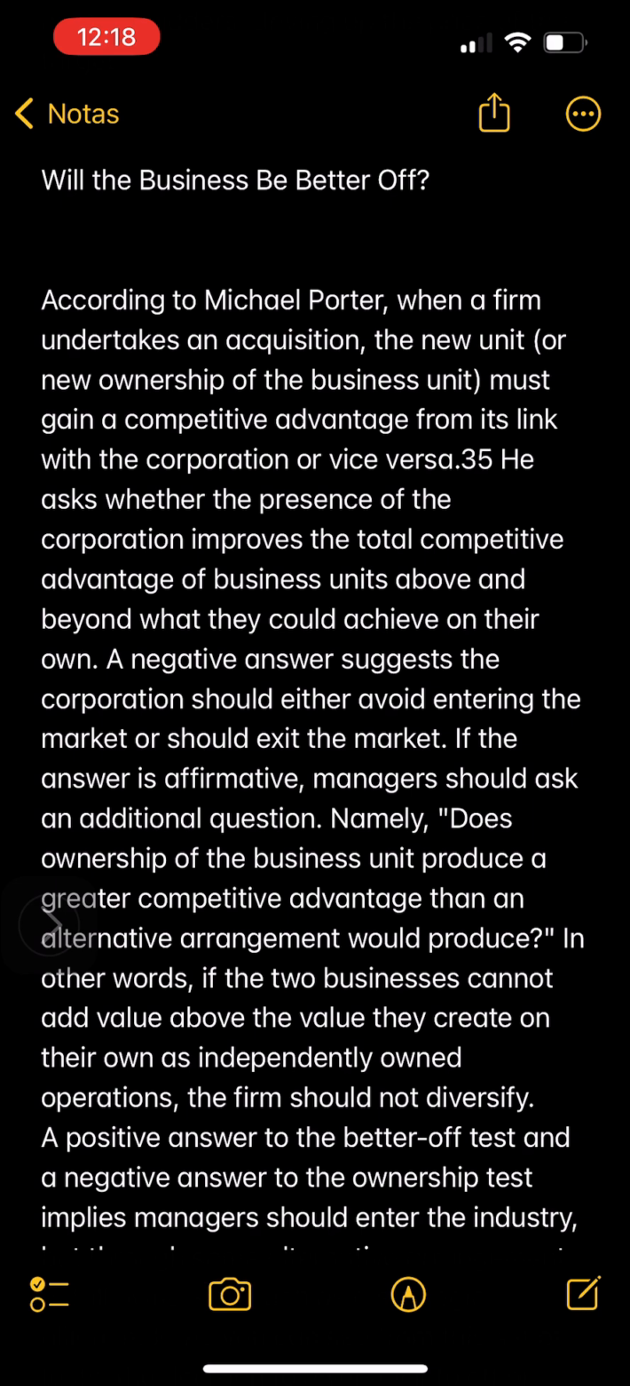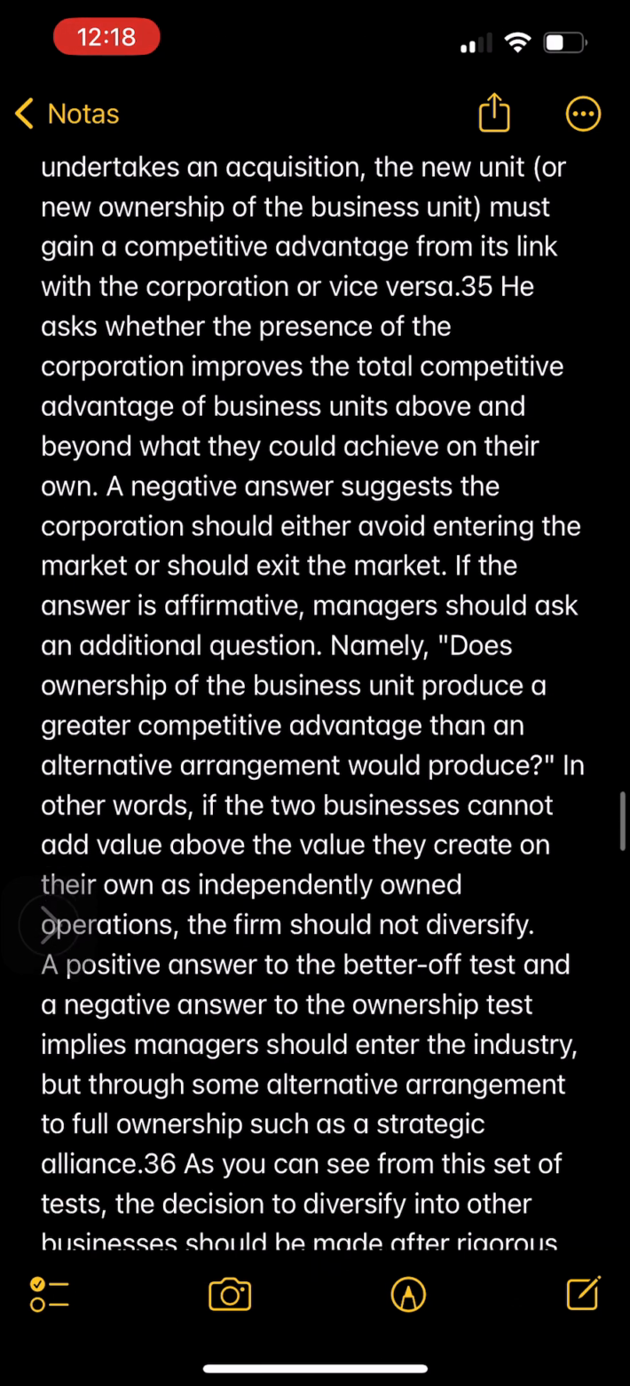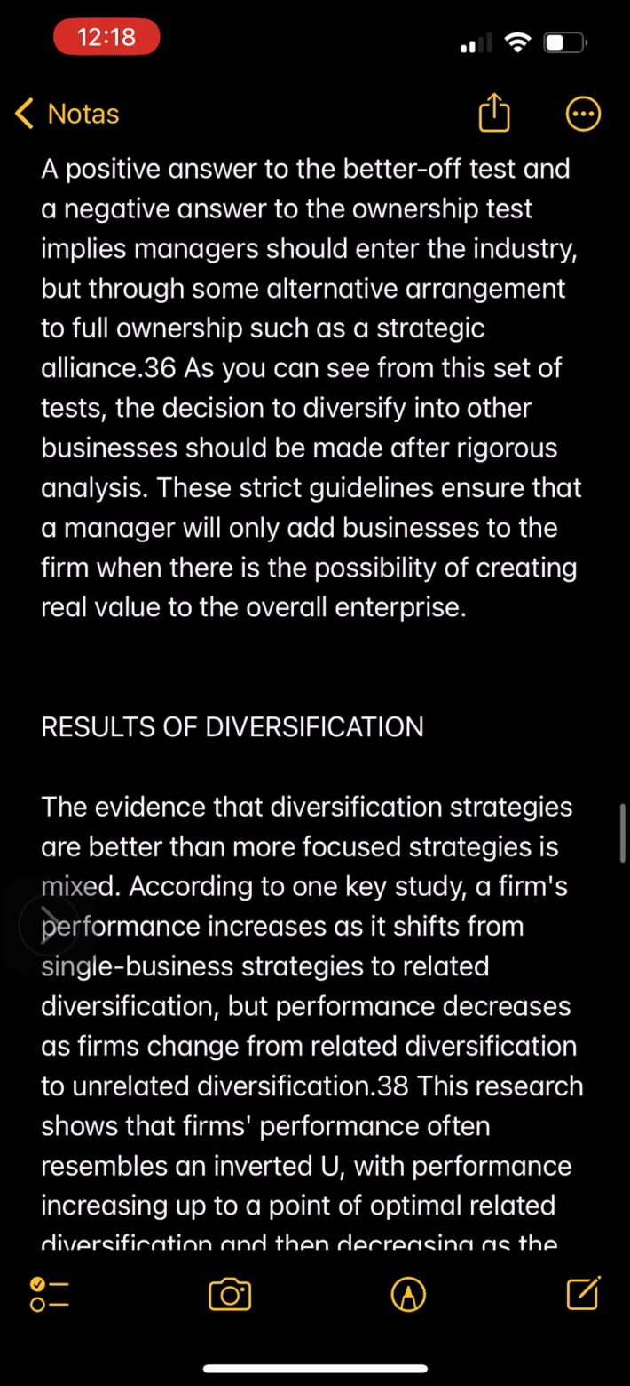If the answer is affirmative, managers should ask an additional question, namely, does ownership of the business unit produce a greater competitive advantage than an alternative arrangement would produce? In other words, if the two businesses cannot add value above the value they create on their own as independently owned operations, the firm should not diversify. A positive answer to the better off test and a negative answer to the ownership test implies managers should enter the industry, but through some alternative arrangement to full ownership, such as a strategic alliance. As you can see from this set of tests, the decision to diversify into other businesses should be made after rigorous analysis. These strict guidelines ensure that a manager will only add businesses to the firm when there is the possibility of creating real value to the overall enterprise.